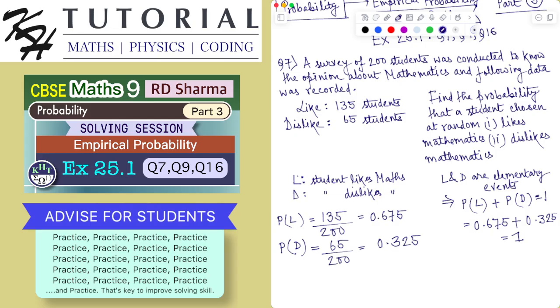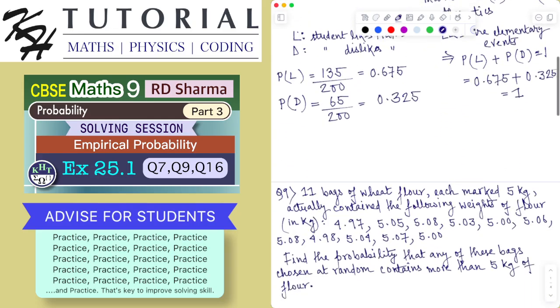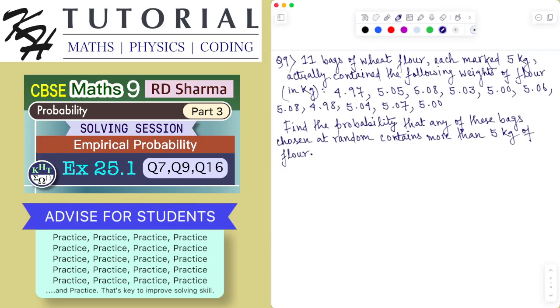Okay, let's see the next problem. Question number 9. 11 bags of wheat flour, each marked 5 kg, actually contained the following weights of flour in kilogram: 4.97, 5.05, and so on. So there are 11 bags and their weights are given. Find the probability that any of these bags chosen at random contains more than 5 kg of flour.